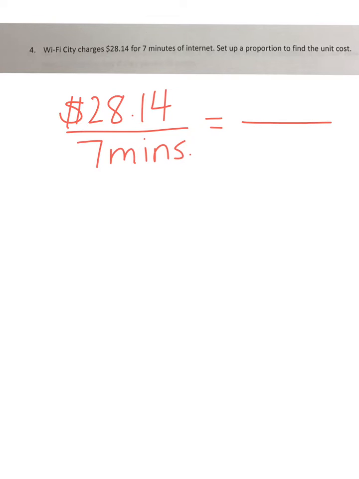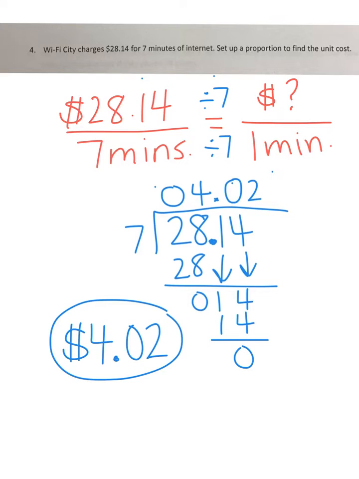On the right side, we want our denominator to be 1, so 1 minute in this case, and we're trying to find out how much it'll cost for 1 minute. We need to divide by our denominator, which was 7. So we have 7 divided by 7 gets us 1 minute, and $28.14 divided by 7 will give us our unit cost. Go ahead and do that division on your own and check back with the video to check your answer. You should have gotten a unit cost of $4.02 for 1 minute of internet.